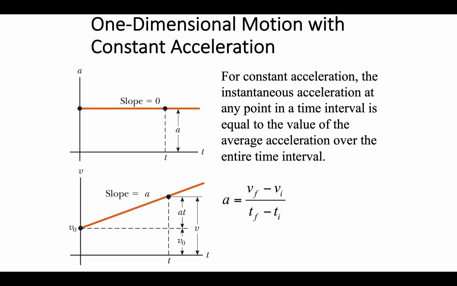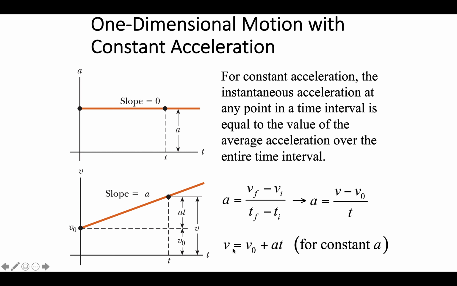And since my definition of acceleration is change in velocity over time elapsed, I can rewrite this as v final minus v initial. Sometimes they like to write it as v minus v0 over t instead of using the elapsed time. We just collapse to t a lot of the time, and we like to just shorthand it v minus v0. But if you do that, you can then write that the velocity is the initial velocity plus the acceleration times time when the acceleration is constant.